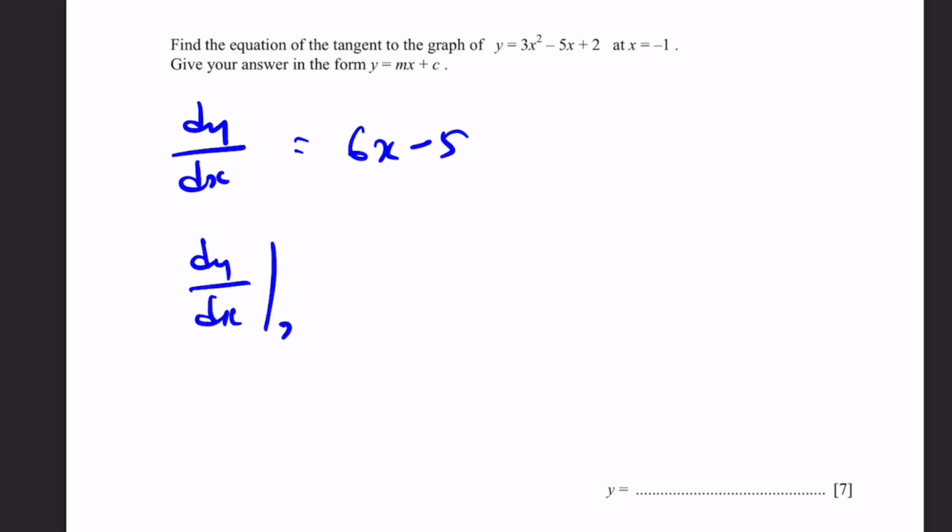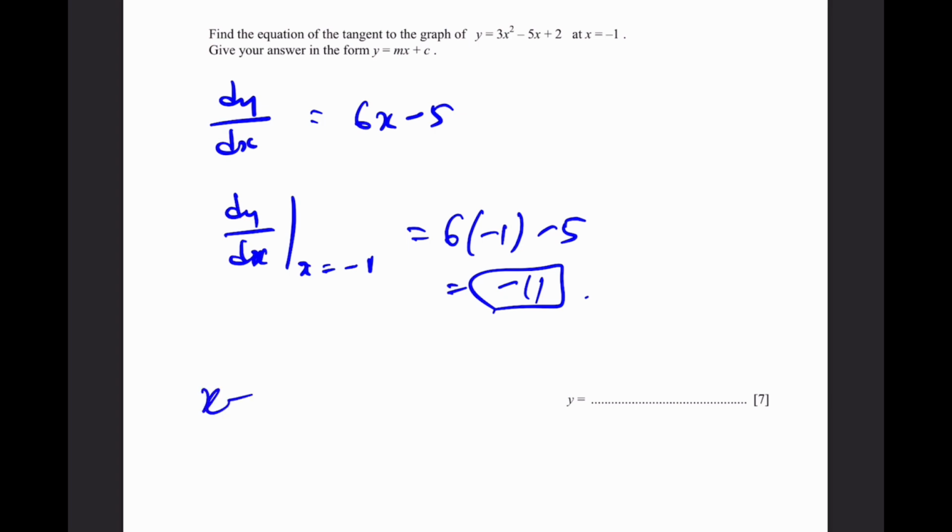Question 5. Find the equation of the tangent to the graph of y equals 3x squared minus 5x plus 2 at x equals minus 1. Give your answer in the form y equals mx plus c. So to find a tangent, we need to find the gradient. So the gradient of any graph is dy by dx, or the derivative, which is, in this case, 6x minus 5, using the same method I told earlier. Now, dy by dx at x equals minus 1 gives us the tangent line gradient at x equals minus 1. That's 6 times minus 1 minus 5, which is equal to minus 11.